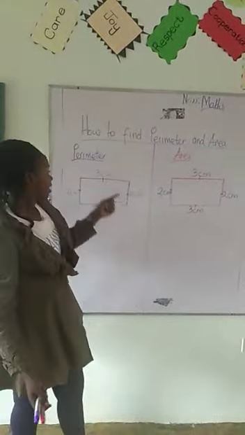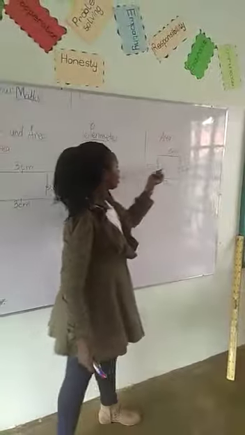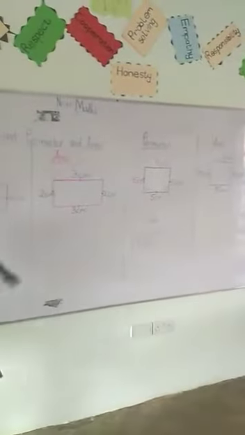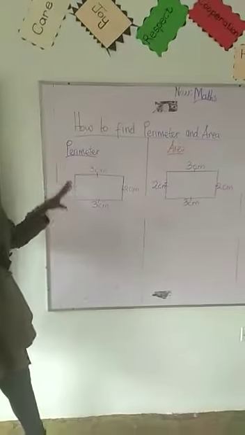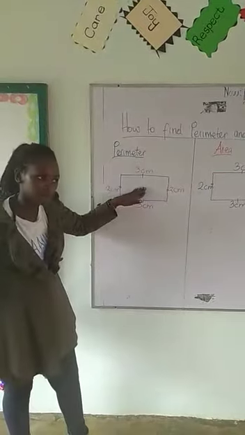You're right. This is a rectangle and a square. So we have a rectangle and a square. Guess what? We are going to start with perimeter, how to find the perimeter of a rectangle.